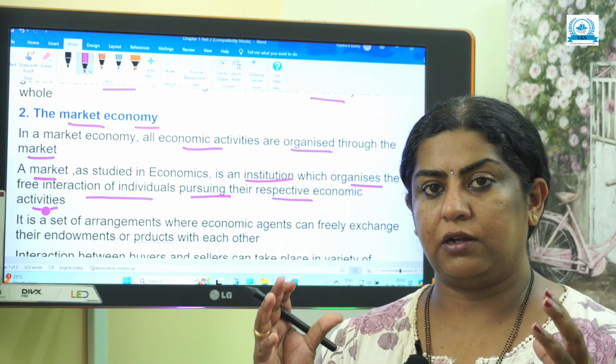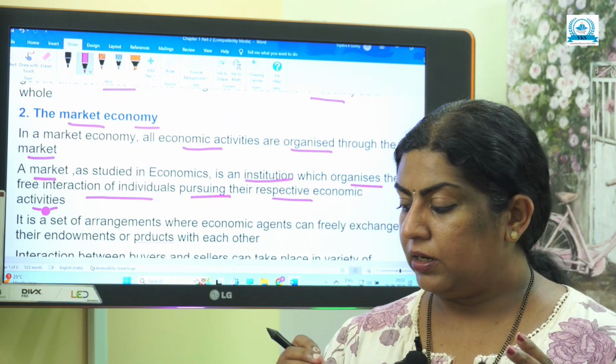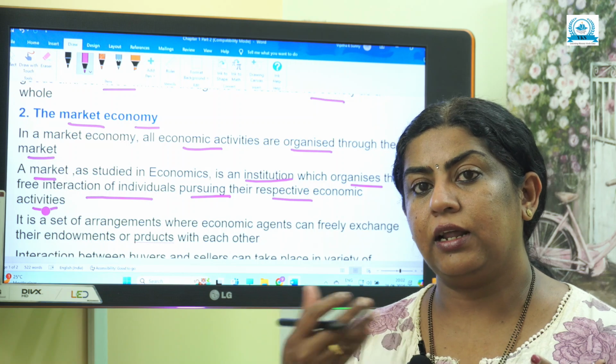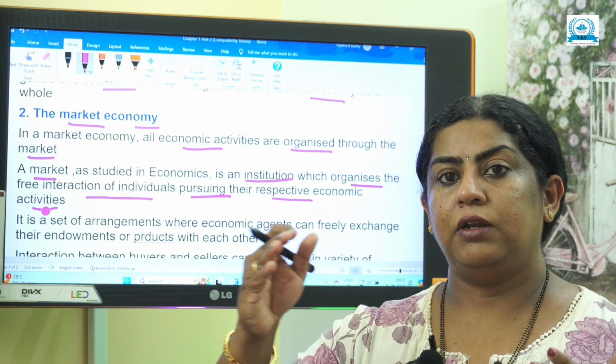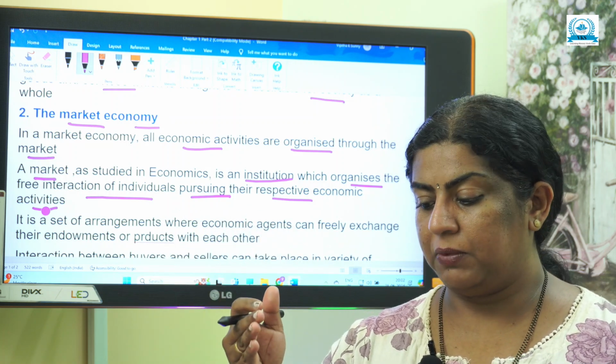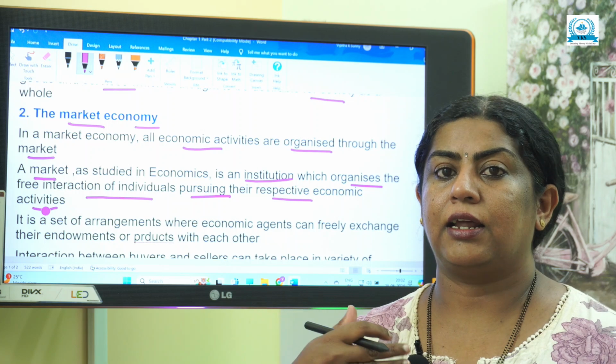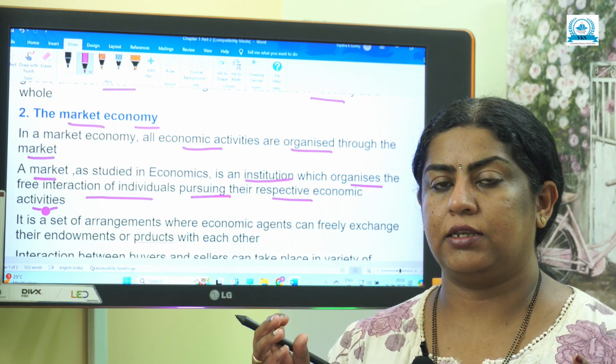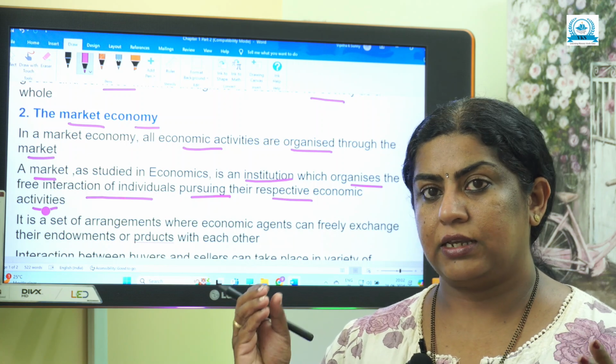They will be doing their particular economic activity. So market means it is an institution which organizes the free interaction of individuals. So there will be different individuals doing different economic activities. They can interact freely. That institution is a market in economic terms.